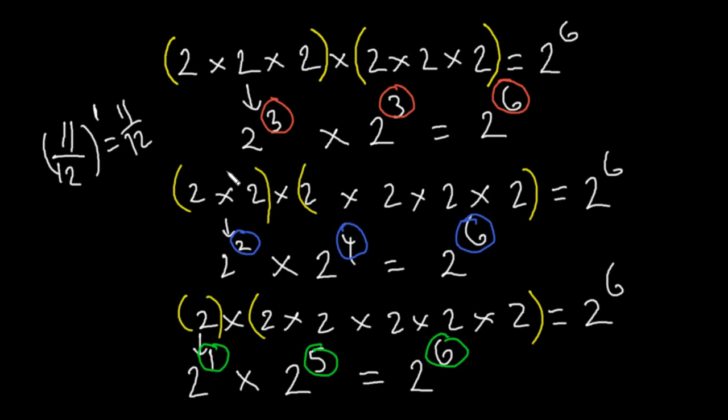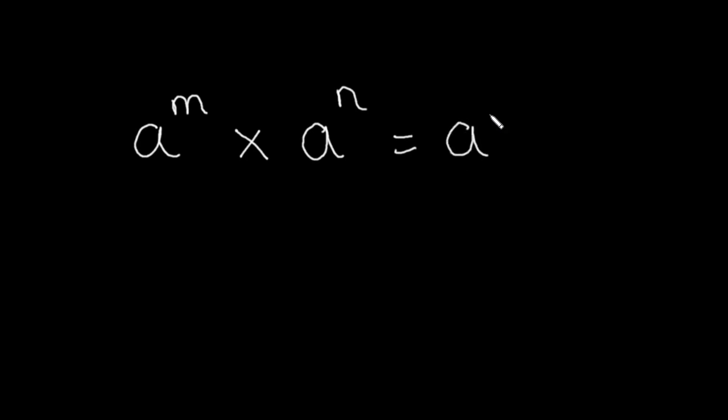And in general, we could say that if I have a number a and I raise it to the mth power, right? I raise it to the power of m, and I times that by another a raised to the power of, let's say, n, I would have a to the power of m plus n, right? I have a to the power of m times a to the power of n, so I have m plus n, right?